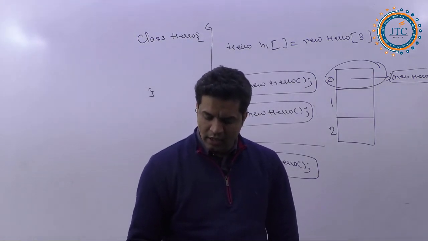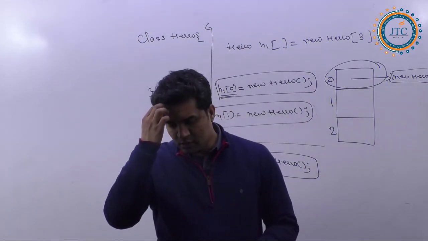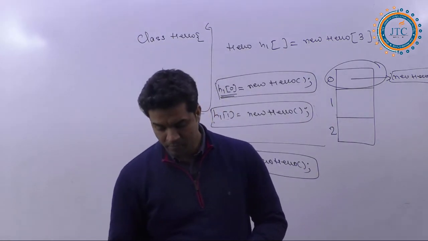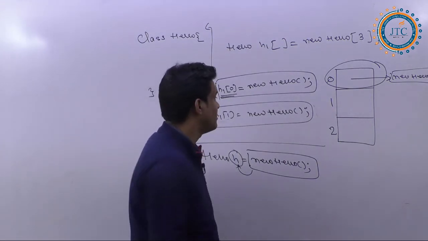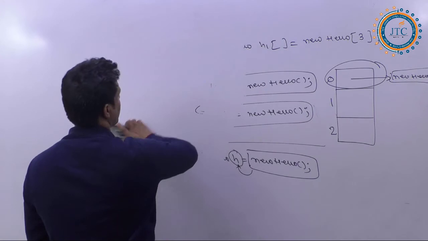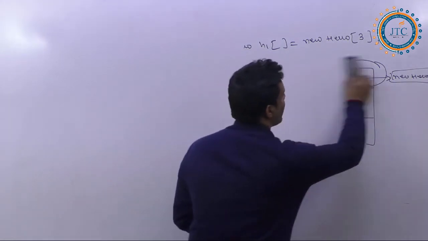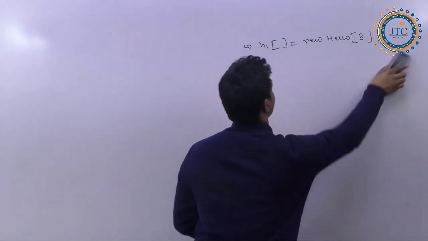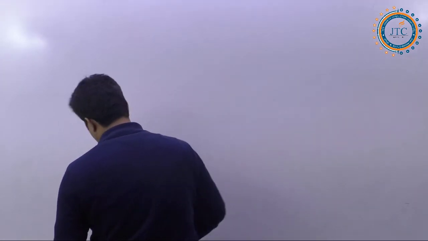Okay, anyway, so I am going on to the next topic. The next topic here is the two-dimensional array. What exactly is a two-dimensional array? Have a look here. In Java, what is the two-dimensional array? What is the two-dimensional array?